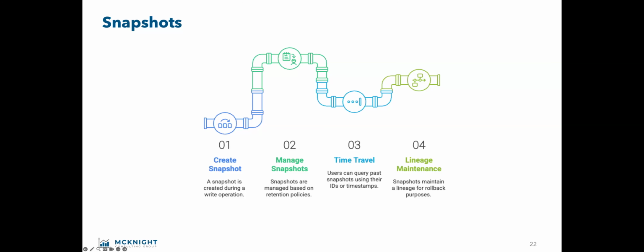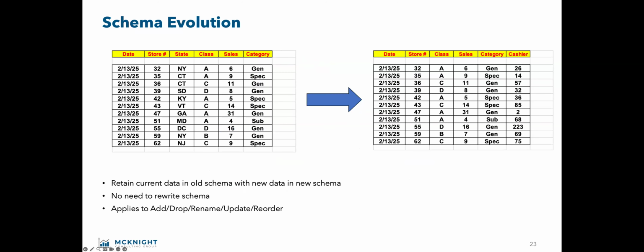All right, when you create a snapshot, it creates a new manifest file that points to the specific data files that make up that snapshot. And snapshots enable you to do different functions on that data, like what you see there: time travel, lineage maintenance. So let's look at some of them.